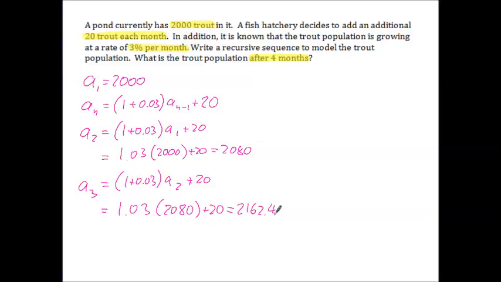and that turns out to be 2162.4 trout. So we have 0.4 trout swimming around there somewhere. I don't know if you've ever seen a 0.4 trout. I haven't. Let's not worry about that. We're going to use the decimal and then round at the end.